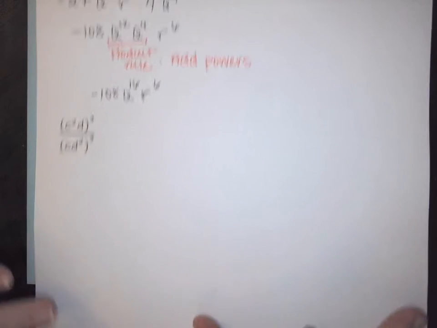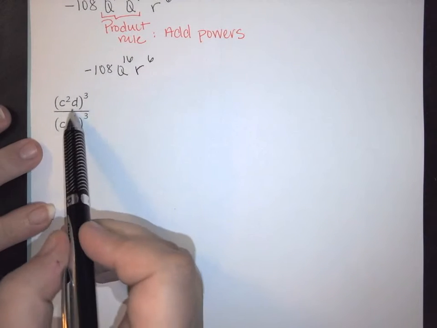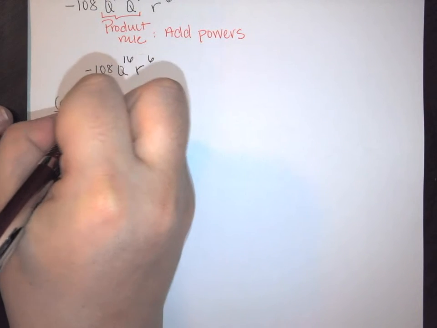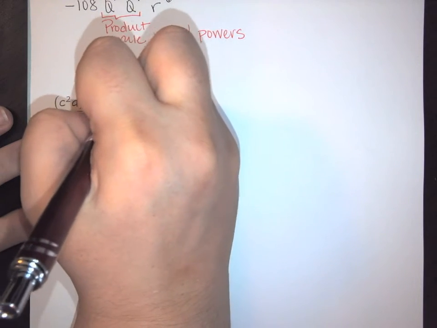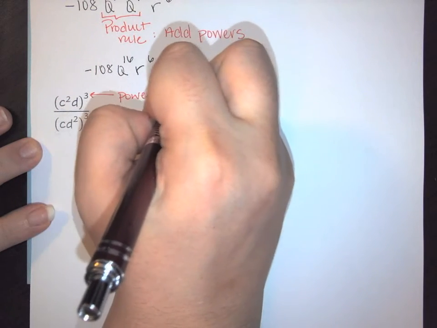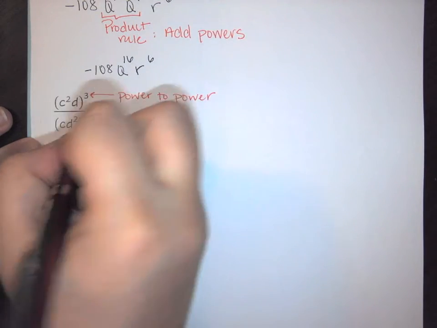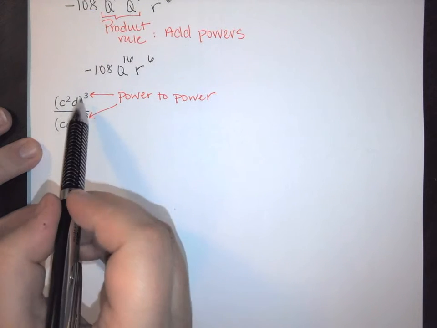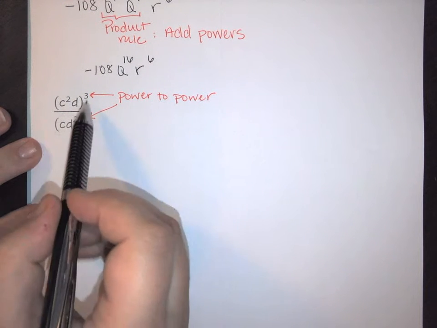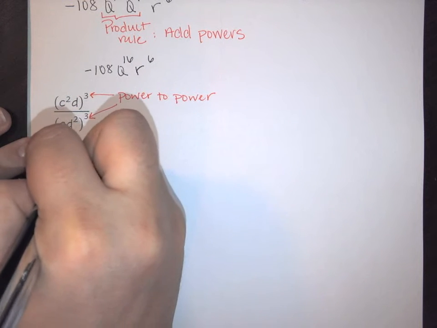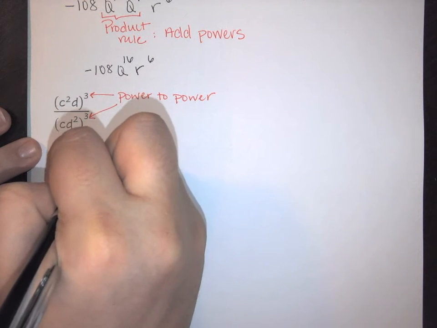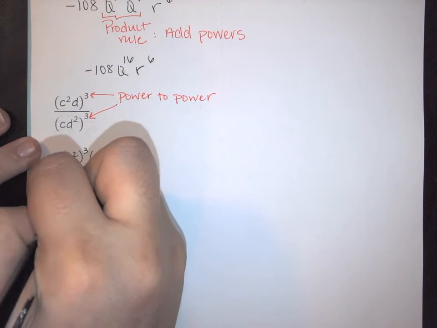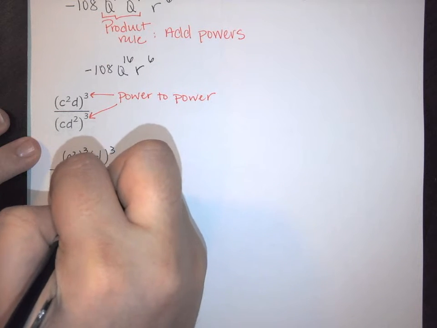So let's go ahead and take a look at another one. Again, the first thing I have to do here is look at what we have. And this 3 right here says that we are going to do power to a power. And the same with this one down here on the bottom. This one is also power to a power. So I have to apply that first before I do anything else. So this is going to be c squared to the third, and then d to the third. And then on the bottom, I'm going to have c raised to the third, and d squared to the third.